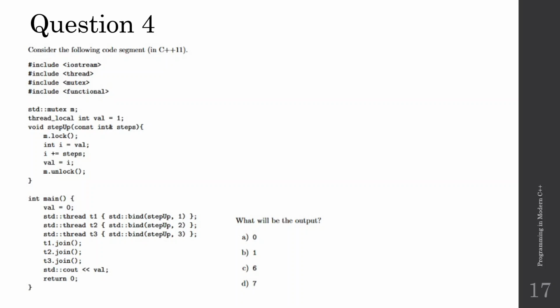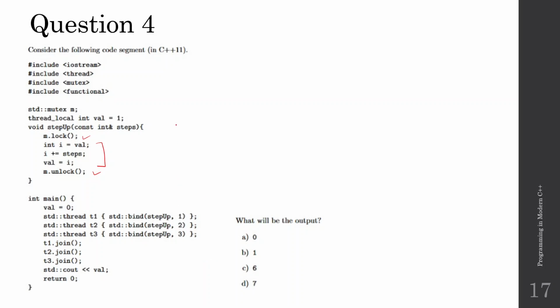So let me continue with this question. Here we are using a mutex to achieve the same effect. We are calling mutex.lock and mutex.unlock, which means that this is a critical section. It means that only one thread can access this section at a time. Two threads cannot simultaneously enter and execute in this section. So it should produce the same effect, and the answer should then be 7.